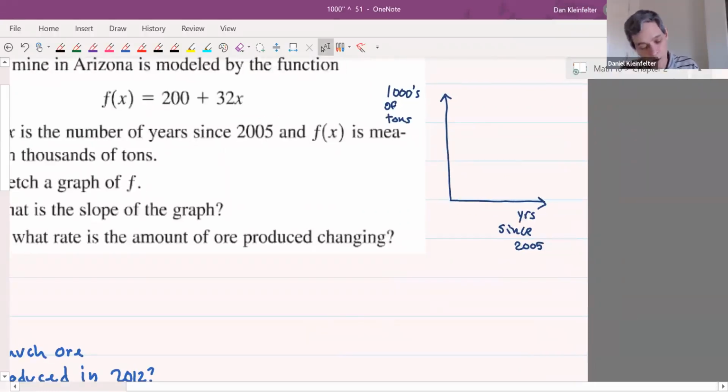Okay, I'm going to start with the y-intercept of 200. So that will be 200,000 tons.